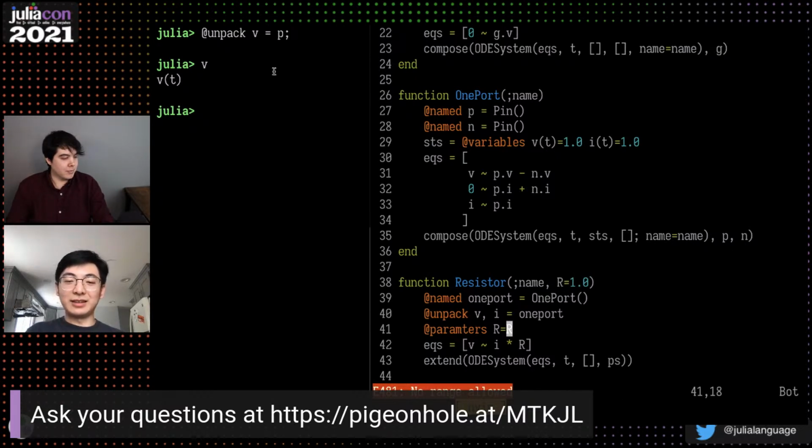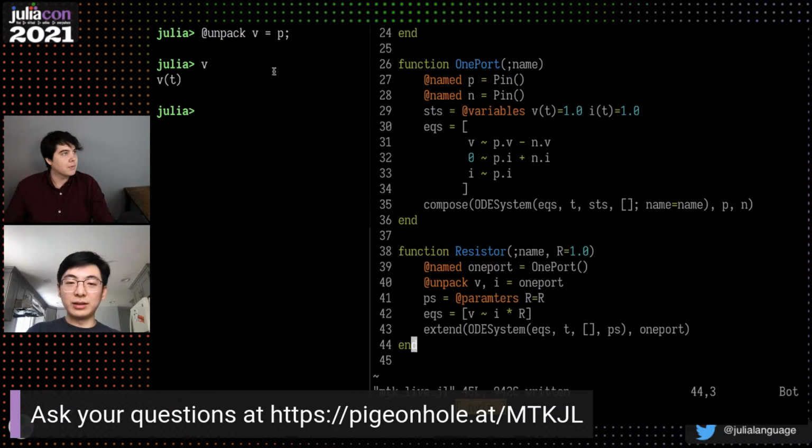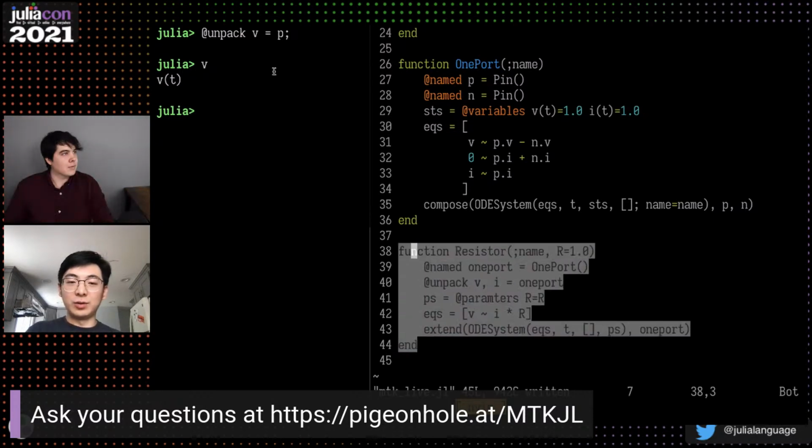This is just a neat, I mean, maybe not so neat, this is just a cute syntax for basically writing something like this. So this is the default value for R. And then we now define the symbolic parameter R that has the default value Ri. But then this name is not so special. We can just make their name the same, right? Then we extend this one port. Now we just finished the resistor.